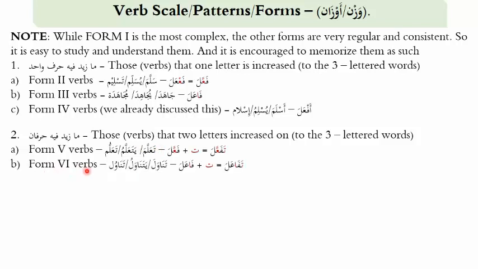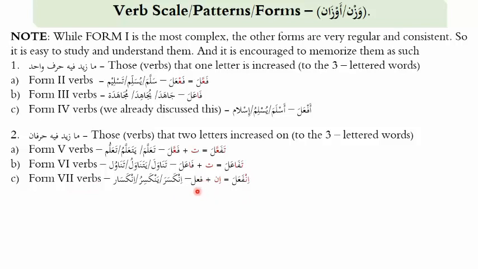Form 6 verbs. Notice we have fa'ala here. We added ta to it. We bring down the fa'ala from here and we have ta added to it. Tafa'ala. And the example is tanawala, yatanawalu, tanawul. Tanawala, yatanawalu, tanawul.